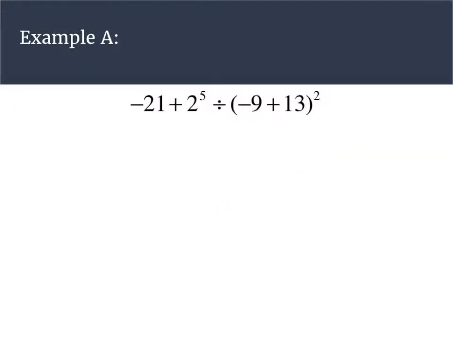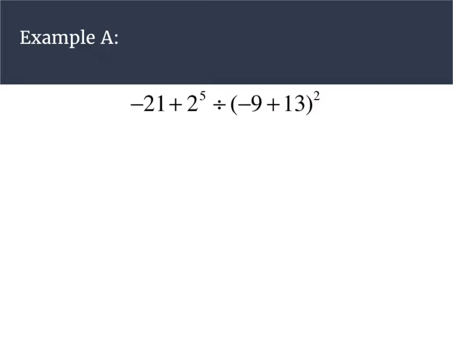Here we are at example A. We've got negative 21 plus 2 to the 5th power divided by negative 9 plus 13 inside parentheses squared. So we're going to be starting by remembering GEMS. GEMS stands for grouping symbols, exponents, and square roots. Then we've got multiplication and division, and finally subtraction and addition.